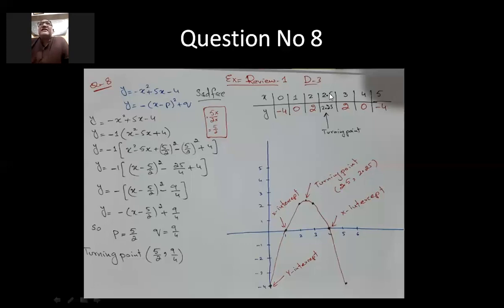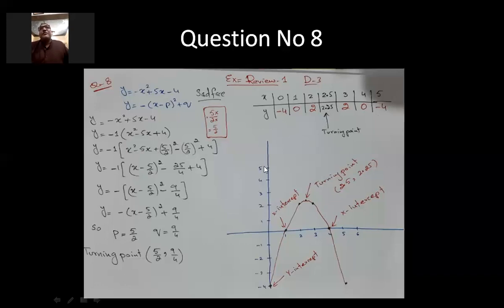Once I know the turning point, I will make a table. On equal distance, I will take different values of x. For example, the turning point is at 2.5. So I will take the values 2 and 1 and 0 on this side, and 3 and 4 and 5. So on both sides of the turning point, I have taken the x values at equal distance, I mean symmetrically. Okay, so just put these values into this equation and you will get the values, and then very easily you can plot them. For example, at 2.5, the turning point, the y value is 2.25.